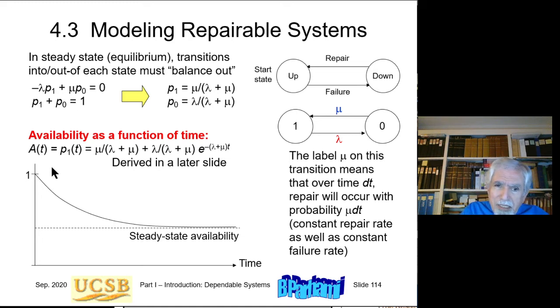Okay, so this is basically how the probability of being in state 1 changes. It begins with 1 at the outset. Then it drops and drops and drops until it gets to the steady state, which is this value. Similarly, the probability of being in state 0, initially it's 0. And then it increases until it gets to 1 minus this value.